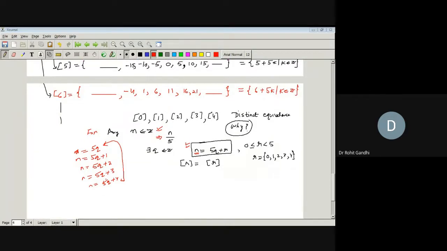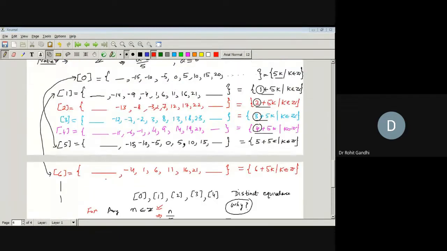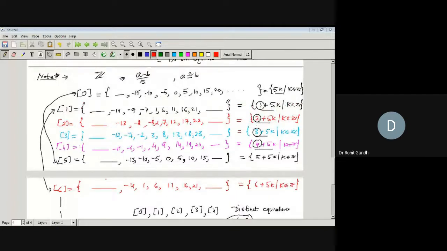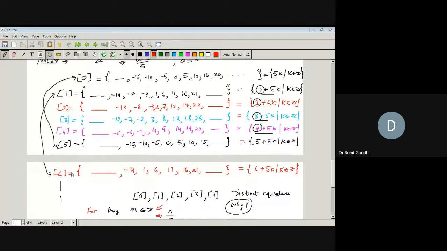So, students, this is the first thing: if we take any two equivalence classes, either they are disjoint or they are identical to each other. This is the most important point to note. The second important point is about the union of these equivalence classes. I am going to erase this, keeping only the equivalence class of 6.